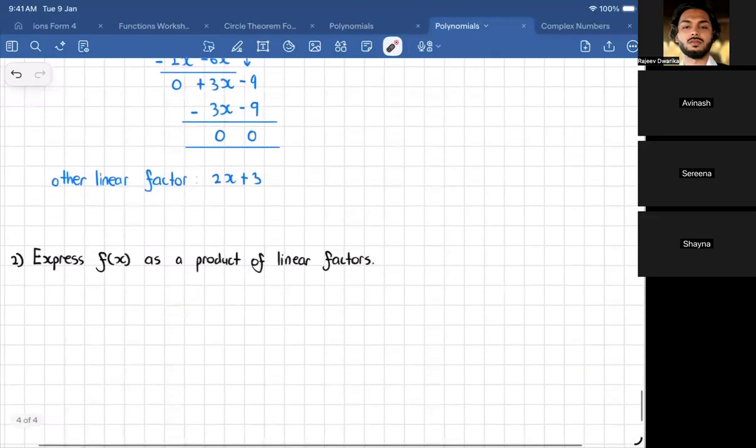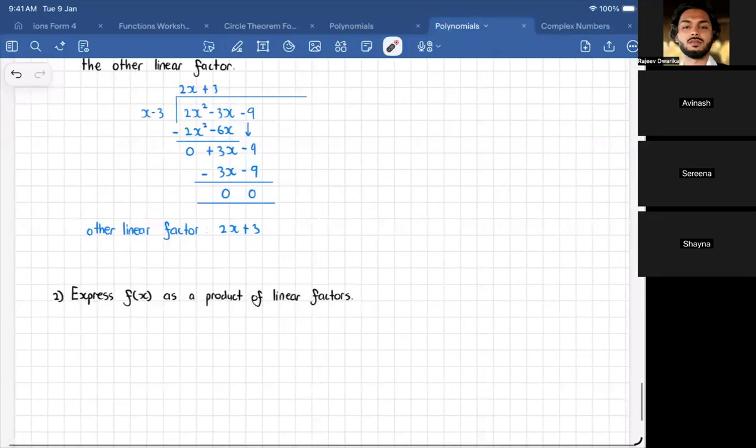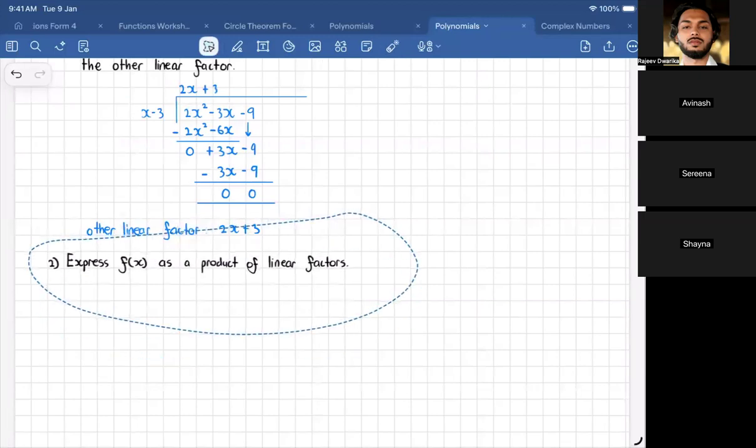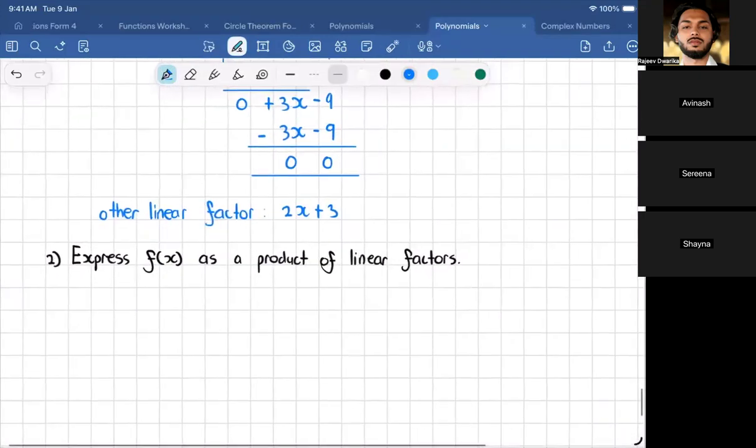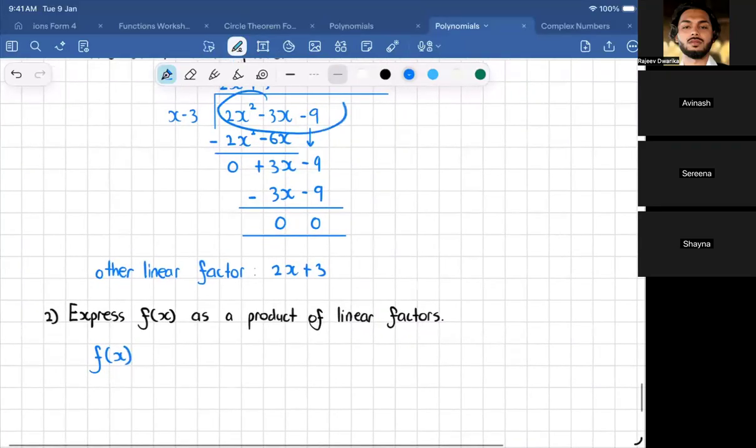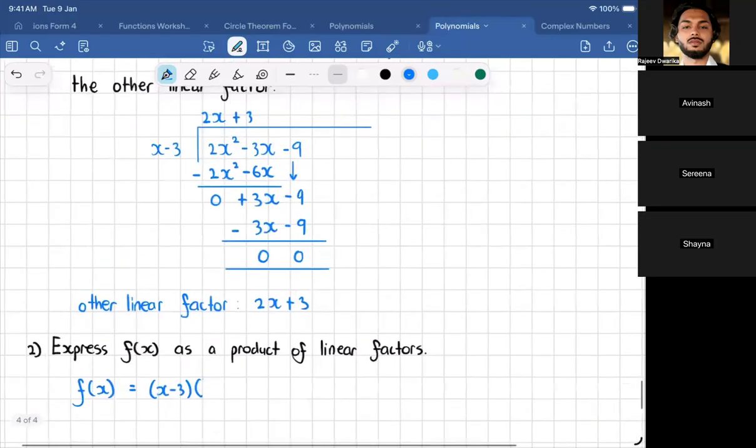Perfect. So now they're asking us to express f of x as a product of linear factors. So we know what this answer will be, right? f of x is the dividend, right? f of x is 2x squared minus 3x minus 9. Wouldn't that just be equal to x minus 3 by the 2x plus 3? Yes, sir.